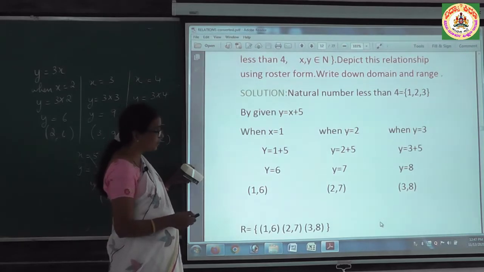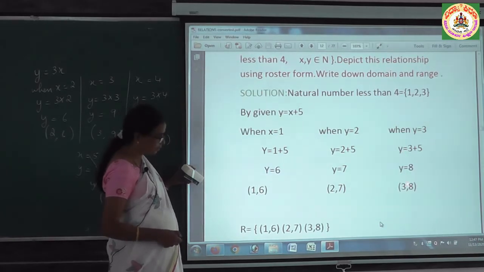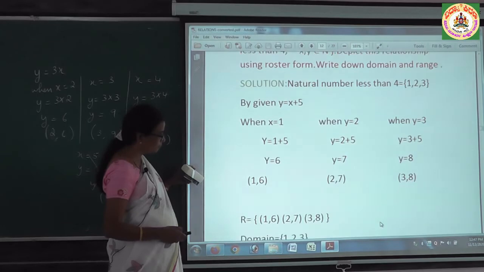Next we shall take x is equal to 2. If we take 2 plus 5, y is equal to 7, 2 comma 7. Then x is equal to 3. Therefore, y is equal to 3 plus 5, y is equal to 8. Therefore, we get 3 comma 8.